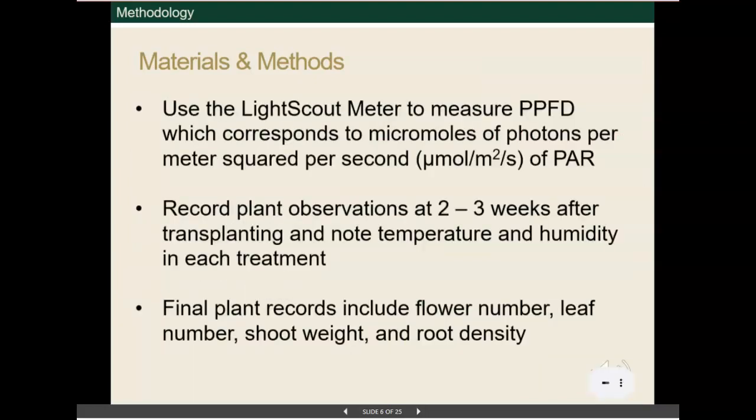Our methods are as follows. After setting up all 3 light treatments in the greenhouse, we'll use the Light Scout meter to measure photosynthetic photon flux density, which corresponds to micromoles of photons per meter squared per second of PAR. We'll visit the plants in the greenhouse after 2 to 3 weeks and take some temperature and humidity records and observe the plant growth. After 4 weeks, we'll take down the experiment, so our final measurements will include flower number, leaf number, wet shoot weight, and root density.